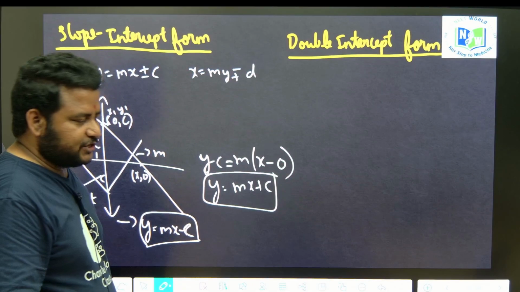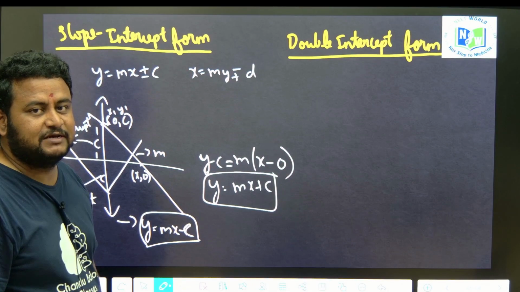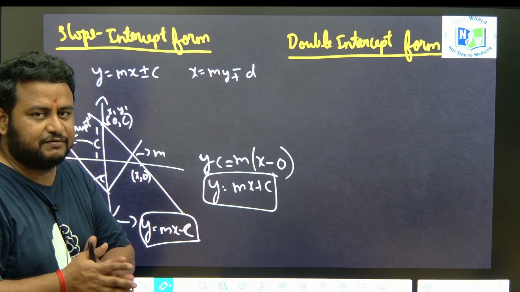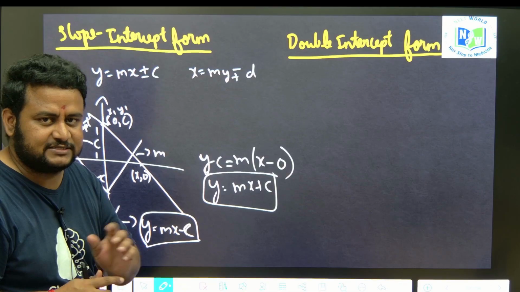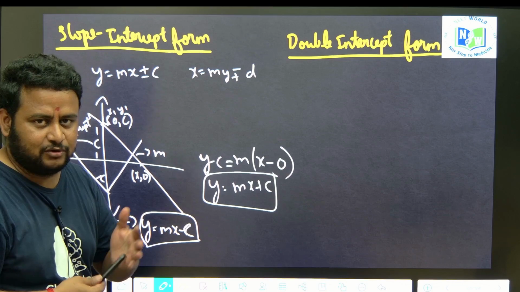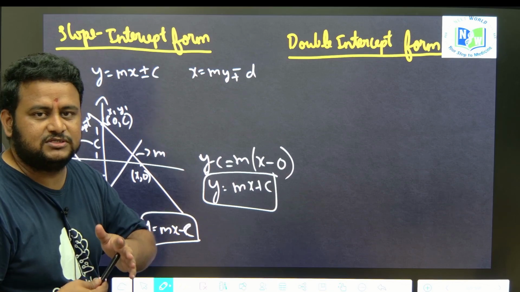So whenever y-intercept is given, x-intercept will be equal to 0. Whenever in any question they have given y-intercept, that time you have to take x-intercept as 0. If they give the x-intercept value, then you have to take y-intercept is equal to 0. This you will see in the questions.